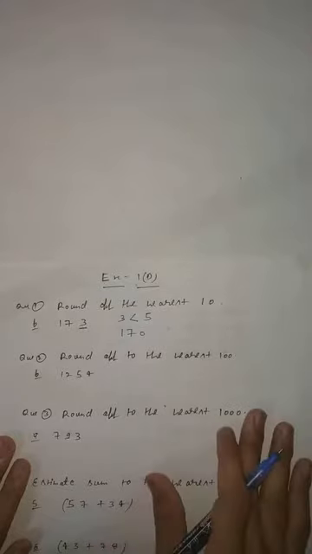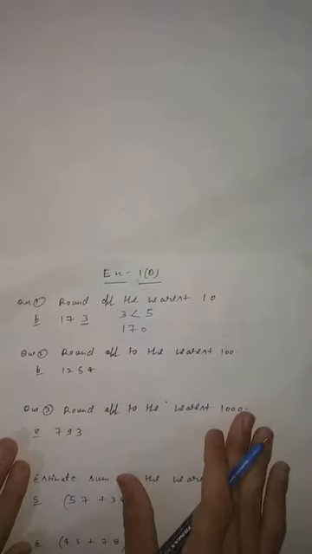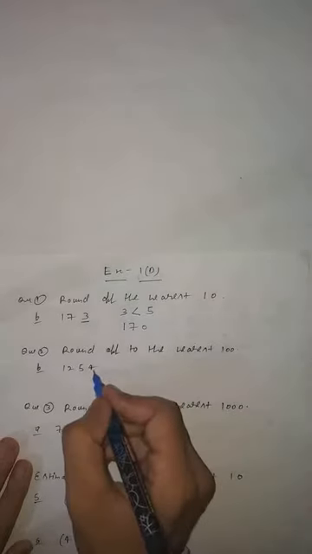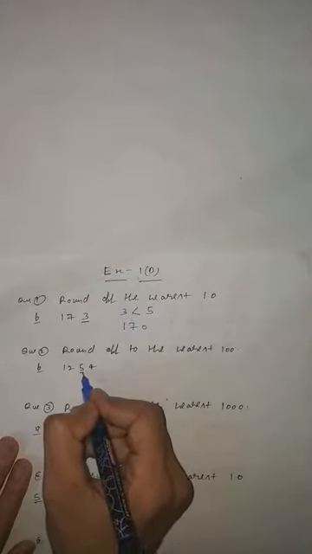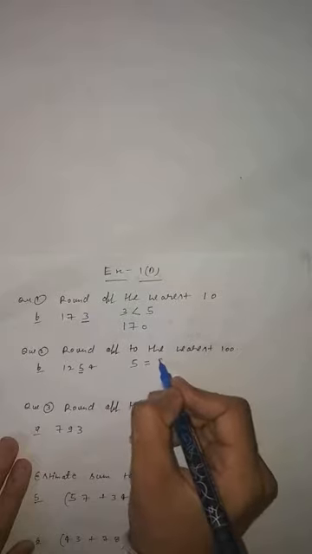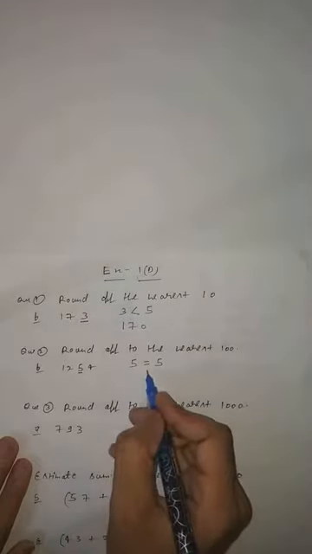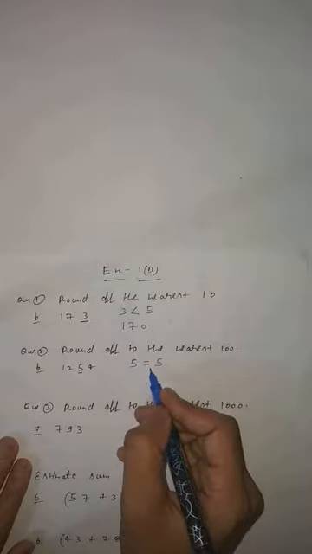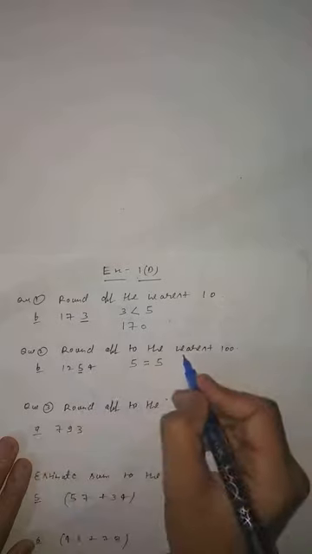This is the same question. Round off to the nearest 100. Here you had to find the nearest 10, here the nearest 100. So if you have to find the nearest 100, what will you see? You will see the nearest tens. Clear students? So here the nearest tens is 5. So 5 is equal to 5. According to the rule, if the number is equal to 5 or greater than 5, then you will increase 1. Clear student?